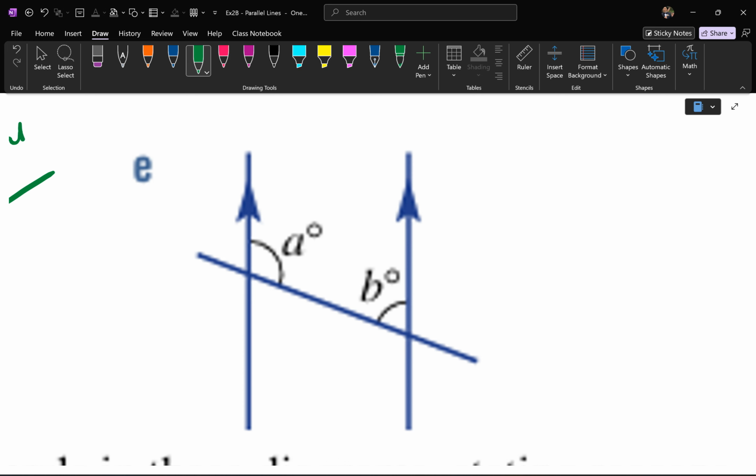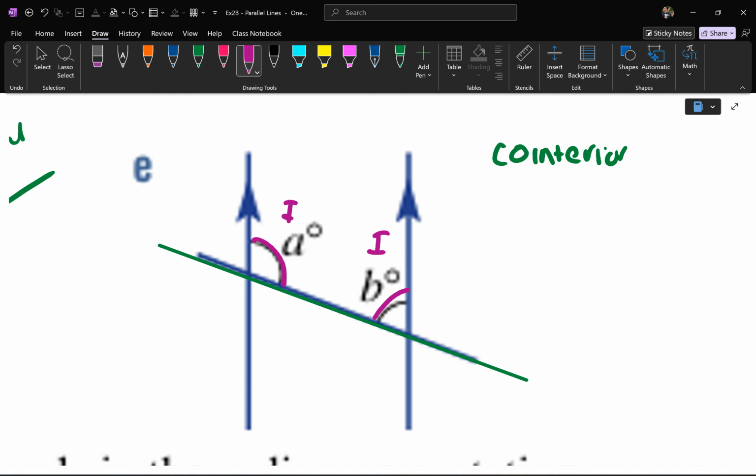Co-interior is correct. Very good. Co-interior because, again, transversal line. Inside the parallel line, they're both on the same side, so it must be co-interior.